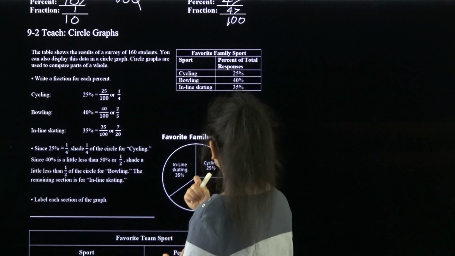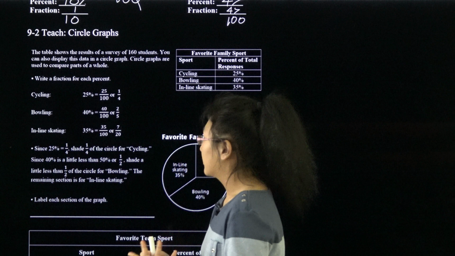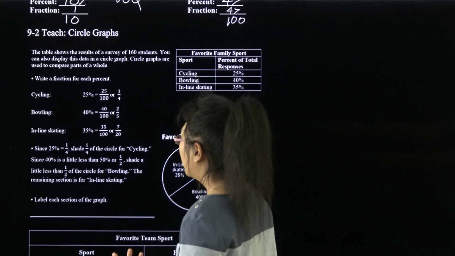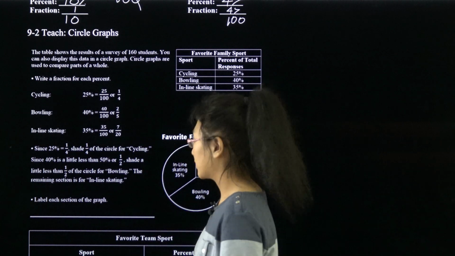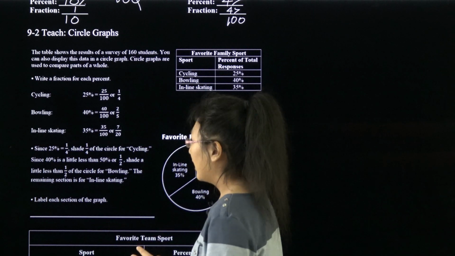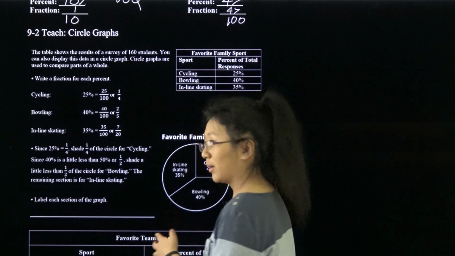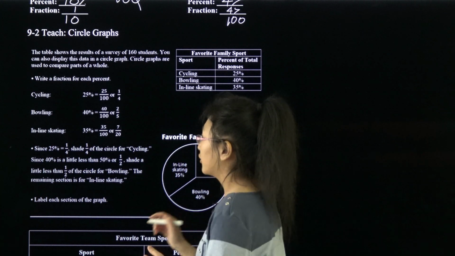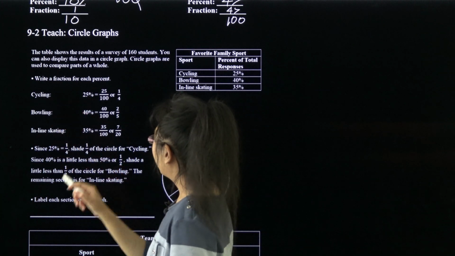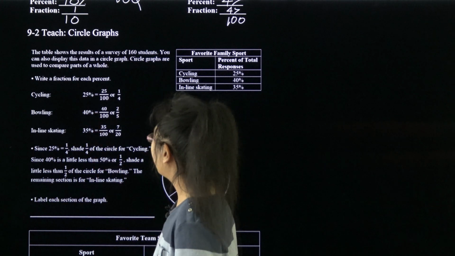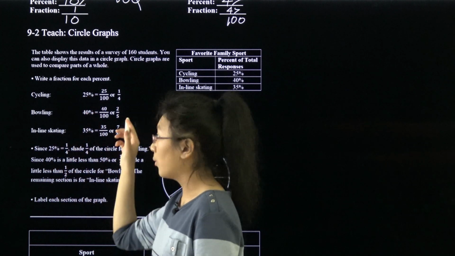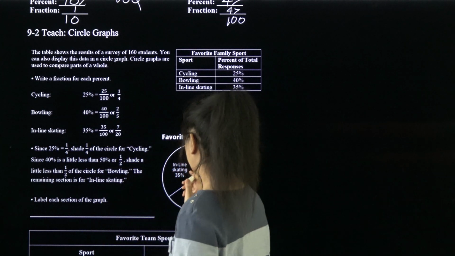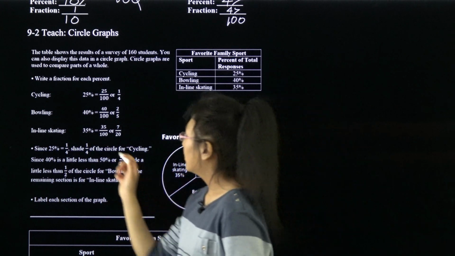So in order to convert the data into a circle graph, we have to first find out what percentage of the circle is shaded, or what fraction of the circle is shaded. And there's also more complex stuff, but I'll add that after. So for cycling, there's 25%. And we know that that's 25 over 100, or 1 over 4. A quarter of the circle for cycling, which we can see here.